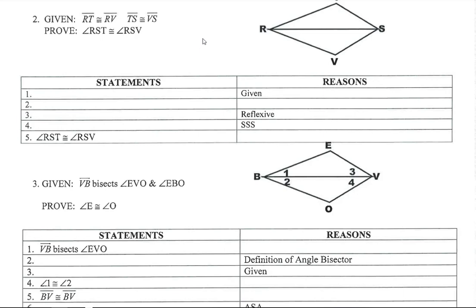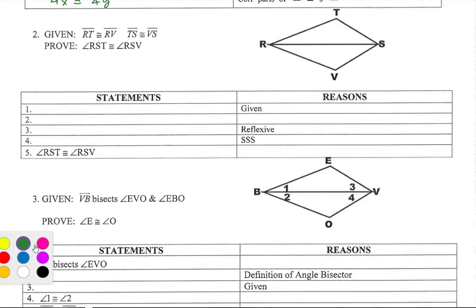For this one, RT is congruent to RV, and TS is congruent to VS. So the other RS is going to be congruent to itself by reflexive. That sets up side for this proof. So we need to get our given in there. RT is congruent to RV.